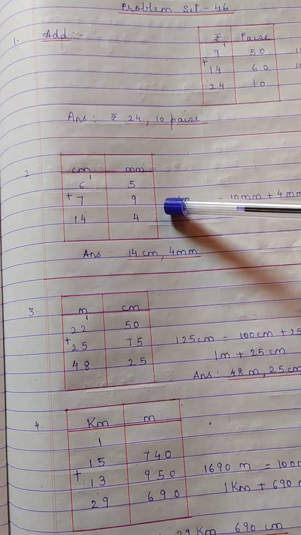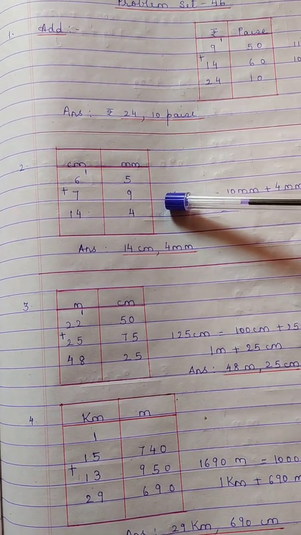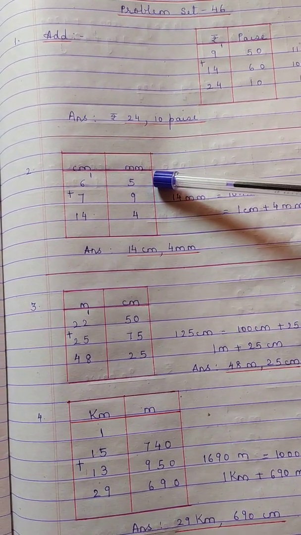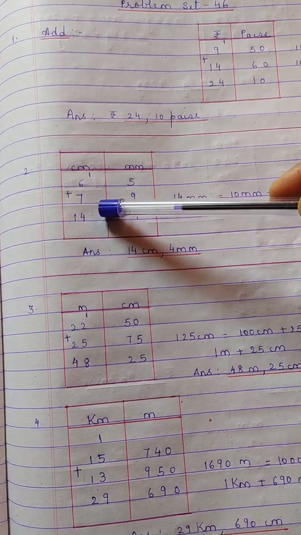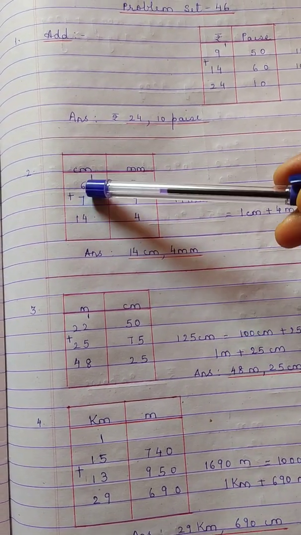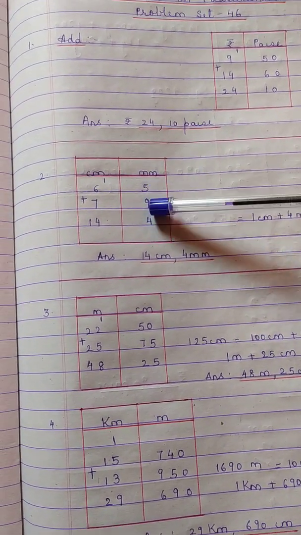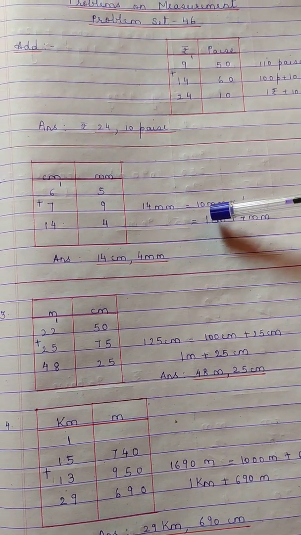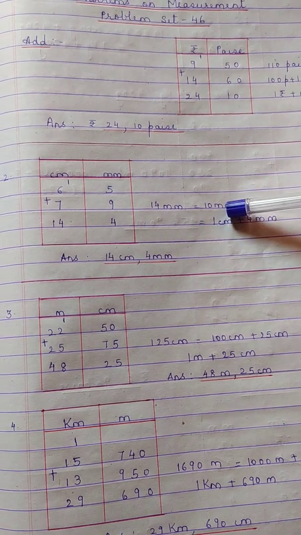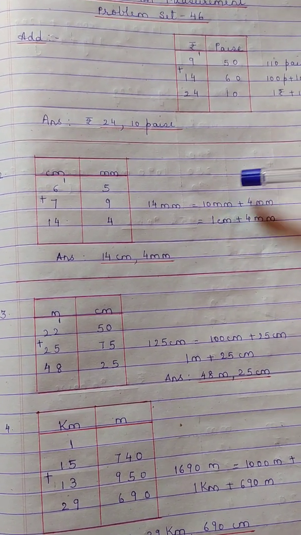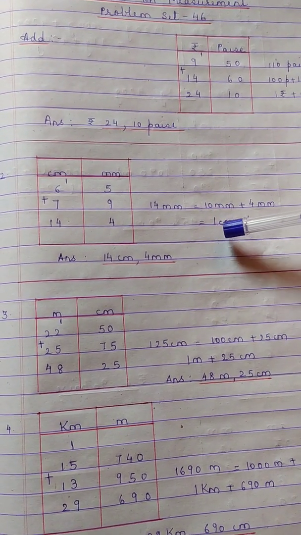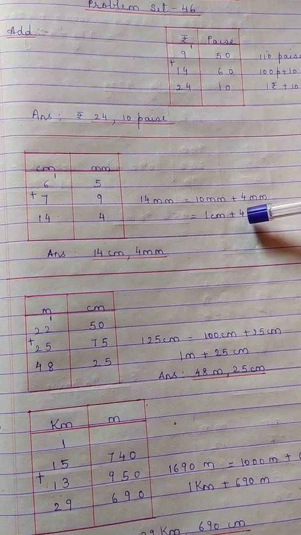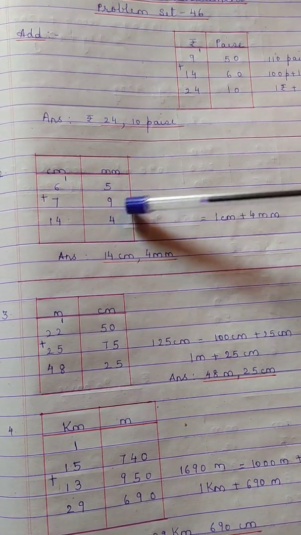Same way, second question, 6 centimeter, 5 millimeter plus 7 centimeter, 9 millimeter. So we have made two columns, add the millimeter side, 5 plus 9 is 14. So write it as 10 plus 4 because 10 millimeter makes 1 centimeter. 10 millimeter, so that's 1 centimeter plus 4 millimeter. 4 we write it under the column of millimeter.